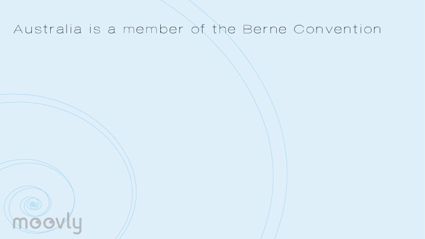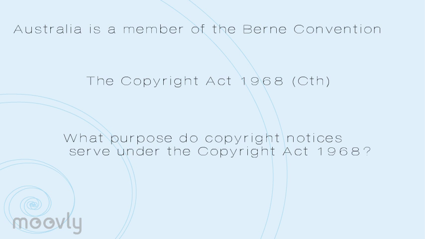Since 1928, Australia has been a member of the Berne Convention, meaning copyright is provided automatically and does not rely upon any formalities. However, the Copyright Act 1968 considers the effect of using a copyright notice. Section 126A, subsection 2 of the Copyright Act 1968 provides that any copyrighted work marked with the year of first publication is presumed to have been published in that year unless the contrary is established.